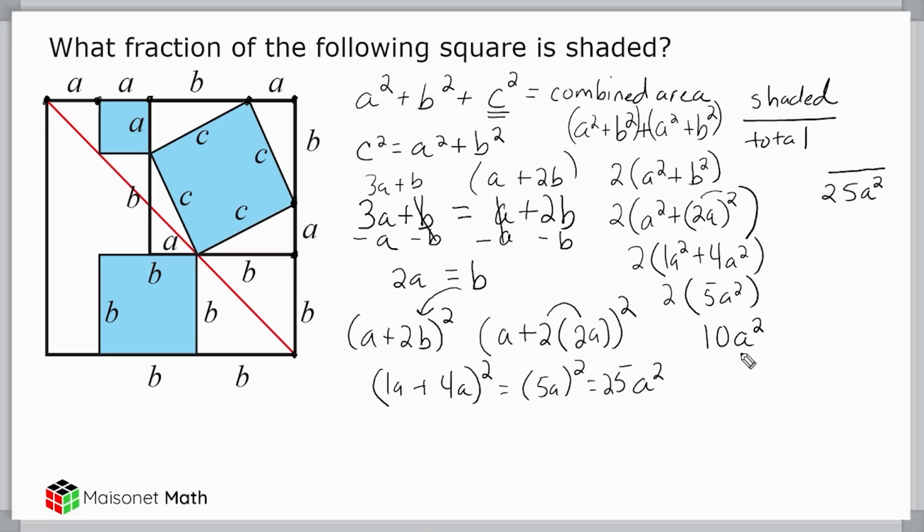Now what we should notice here is we have an expression that represents the shaded area in terms of just A. So what we can do here is write that as our numerator. Now, what we should also understand here is that we can just cancel out the A squares, and we have 10 over 25, which is our fraction. And we can simplify that, of course, to 2/5. So we can say that 2/5 of the entire figure is shaded by those blue squares.